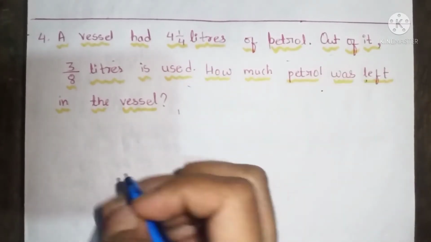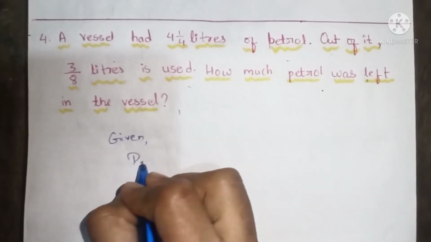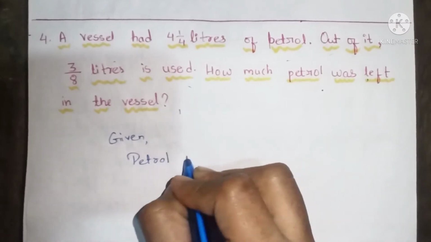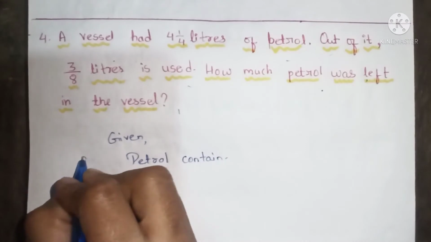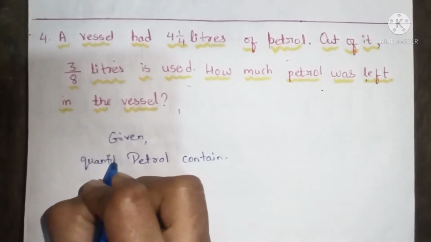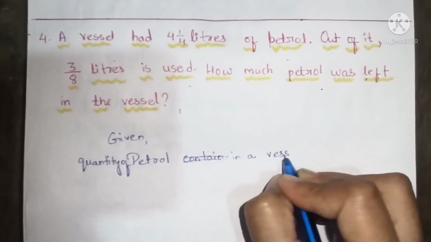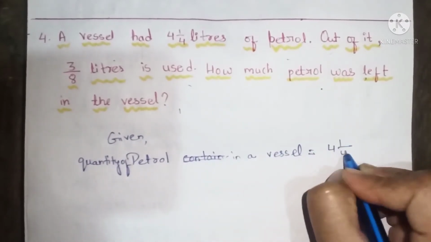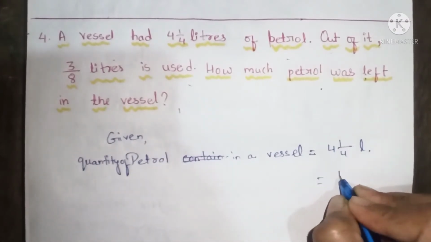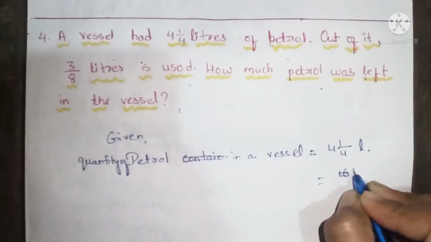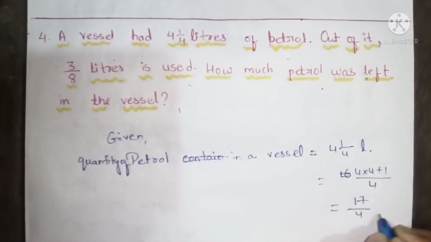So first of all we have to write whatever is given. Okay, so petrol, or we can say quantity of petrol in a vessel. How much? 4 whole 1/4 liter. Now since this is a mixed fraction, we will change it. We know how to change it. 4 into 4 plus 1, over 4. This will become 17/4 liters.